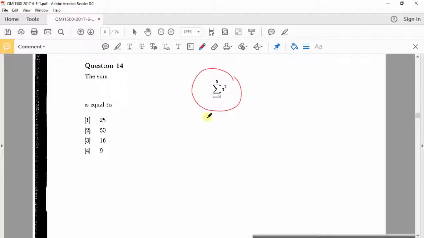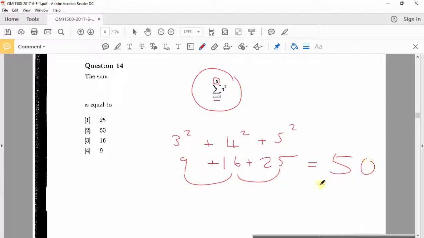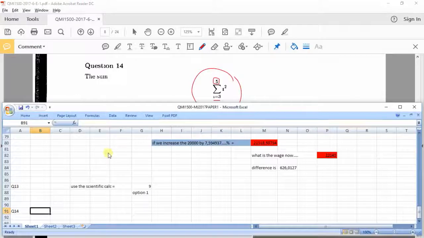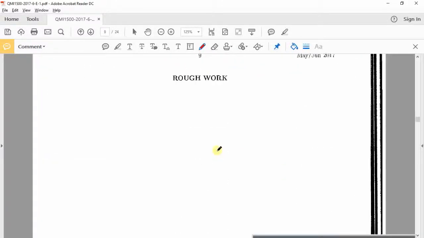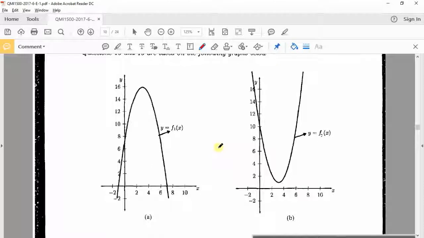Question 14. The sum is equal to. So what does this notation mean? It means i is 3 and i goes to 5, and you're summing all of it. So i is 3: 3 squared plus 4 squared plus 5 squared. So 9, 16, 25. That's 25 and 25 is 50. So option 2. Good.